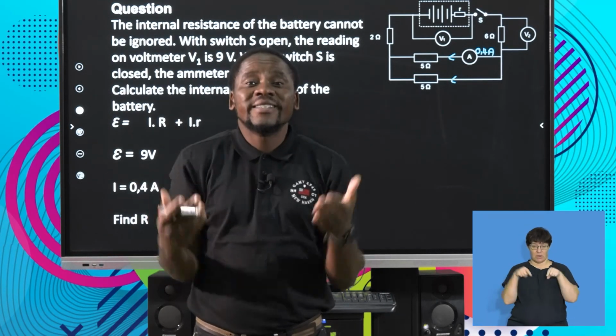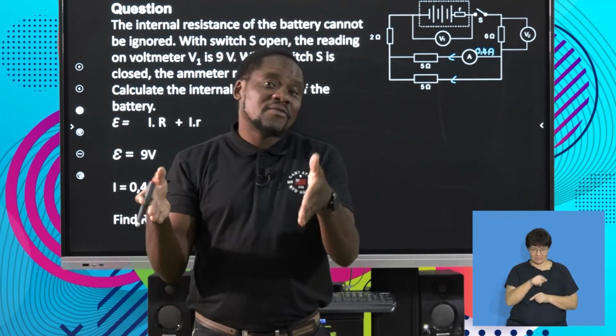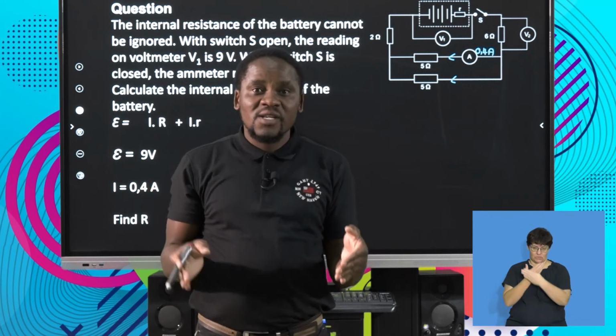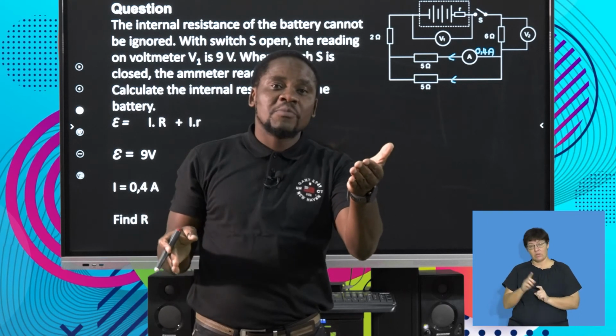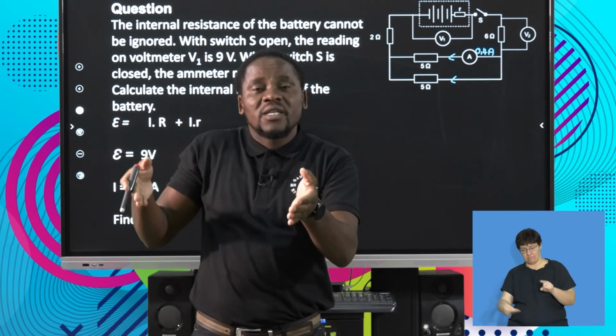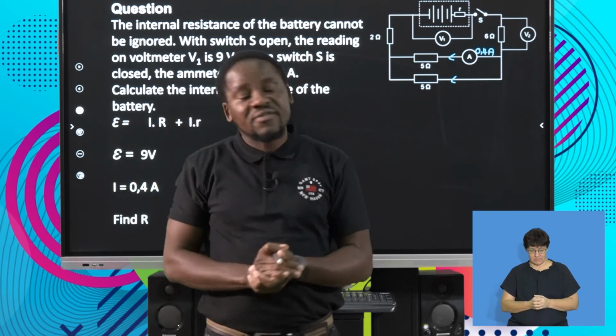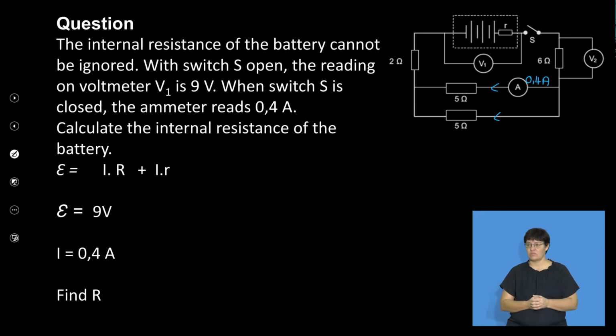What is very important here is that the two resistors are connected in parallel, and they are identical in the sense that they have the same amount of resistance. So whatever current goes through one 5 ohm resistor, the same amount will go through the other 5 ohm. The current will be equally split. Here we have another 0.4 amperes.